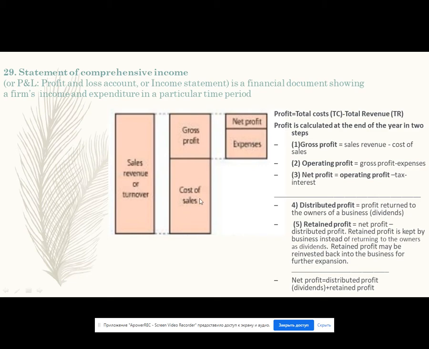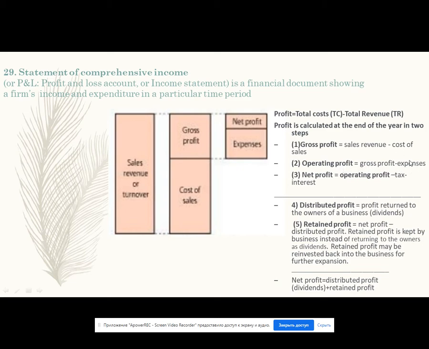What is cost of sales? Under cost of sales, we understand money spent on raw material and on wages of labor directly involved in production. So, cost of sales can also be called production cost. So, gross profit is the first type of profit which we have to know: sales revenue less cost of sales. Then we also have operating profit, which is gross profit less expenses.